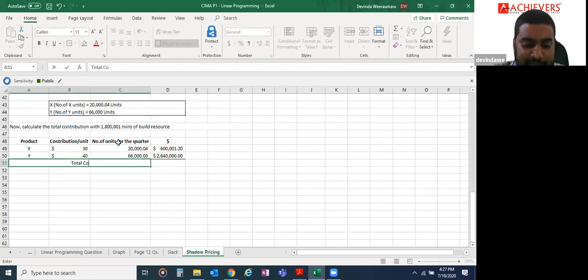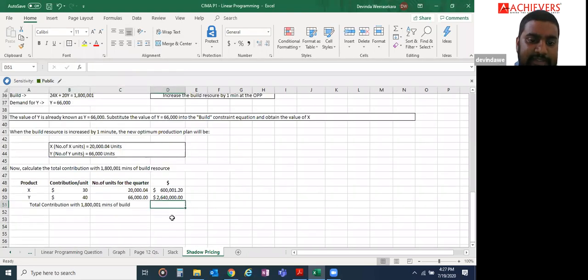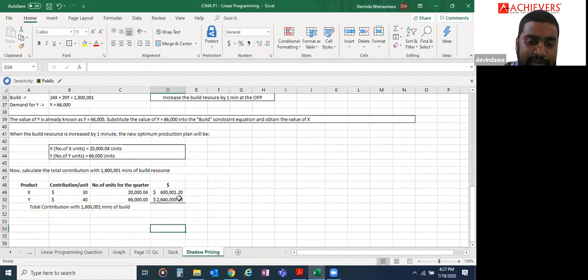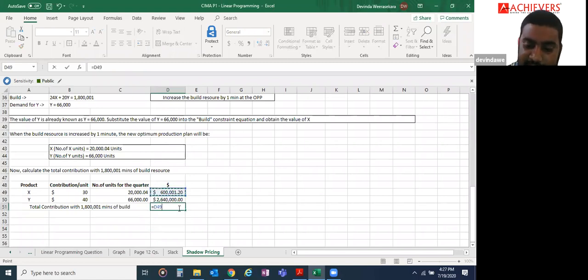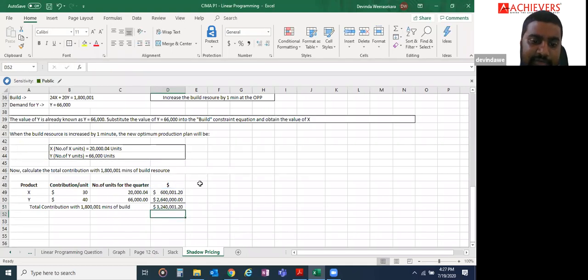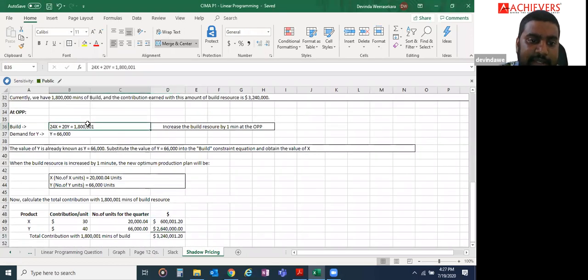So total contribution with 1,800,001 minutes of build. So with this total contribution now, how much is it? 600,000 and 1.2 plus 2,640,000. It's 3,240,000 and 1.2. Clear? So this is the contribution that I got with 1,800,000 and 1 minutes of build.